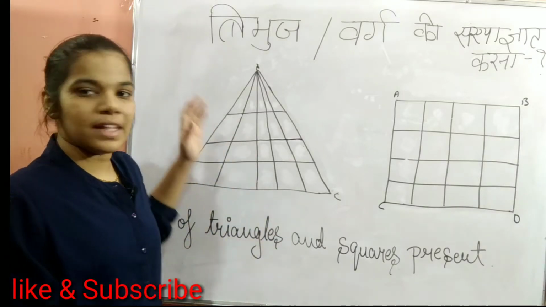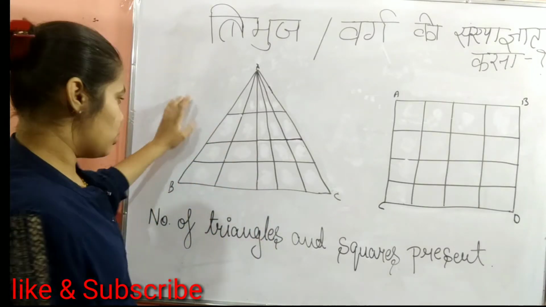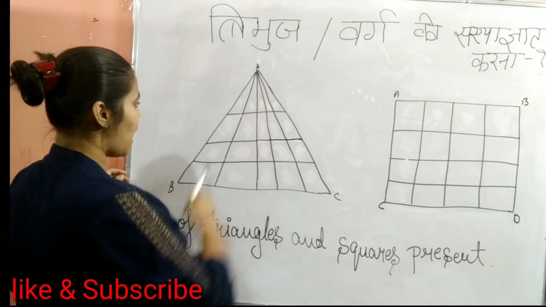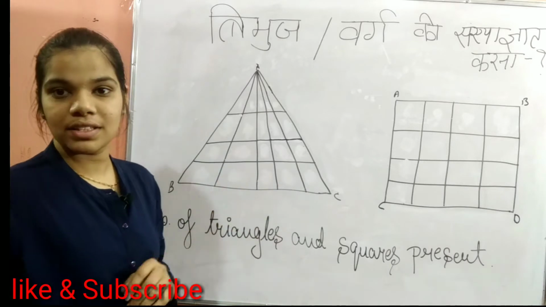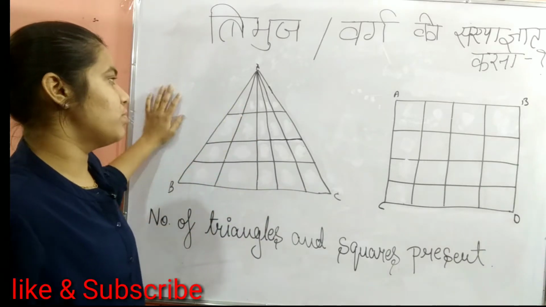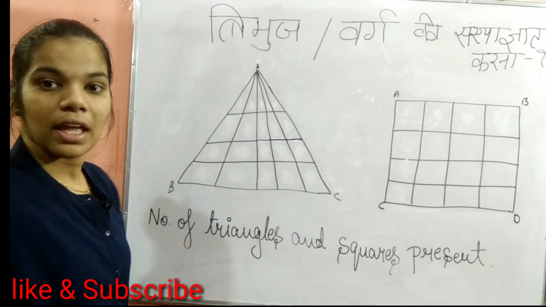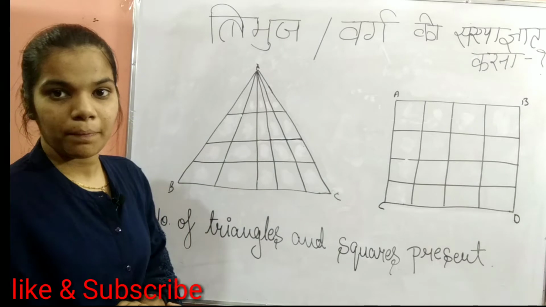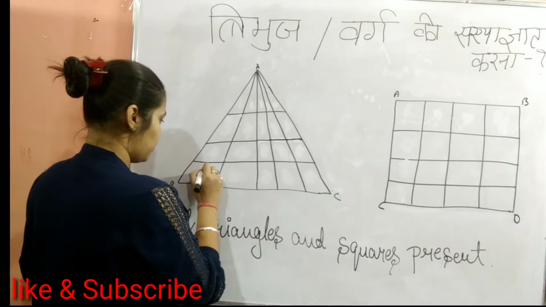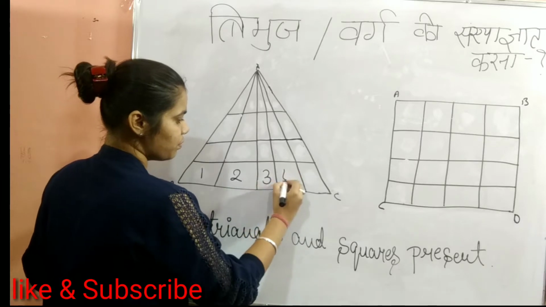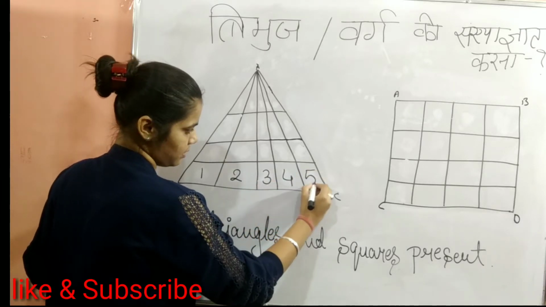So first let's begin with our triangle. Here I have a triangle made, which is divided into 5 different parts. Now how can I count the number of triangles present over here? First, let's see the number of columns present in this. Let's count. 1, 2, 3, 4 and 5.